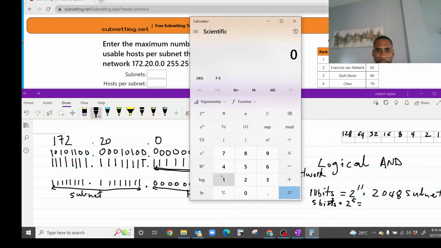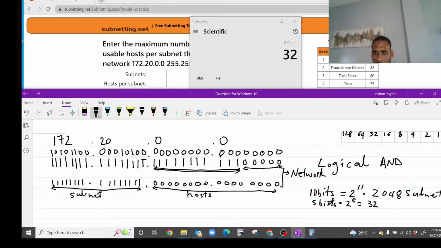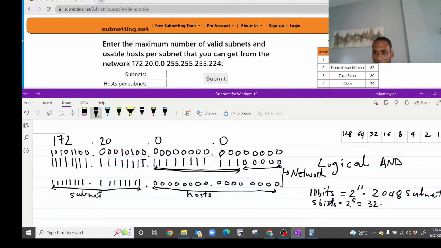2 raised to the power of 5 equals 32. So that 32 is the number of addresses I can use on this subnet. But you have to remember this rule. Even though I have 32 addresses, I need one address for the subnet, and I also need one address for the broadcast. So that means I need to take away 2 of these addresses, which is going to leave me with 30 addresses that I can assign to hosts.